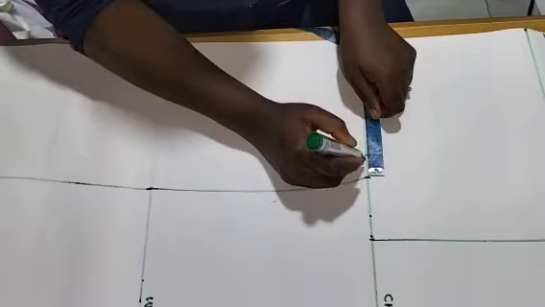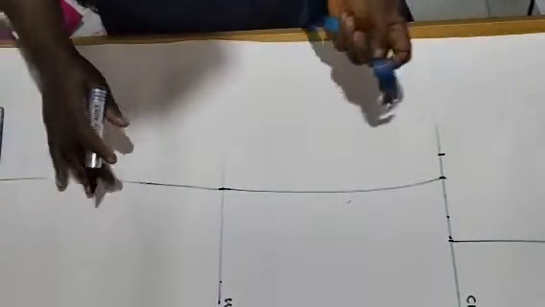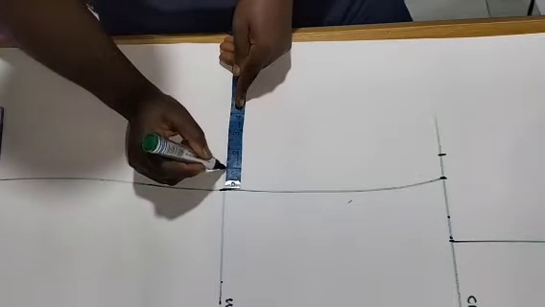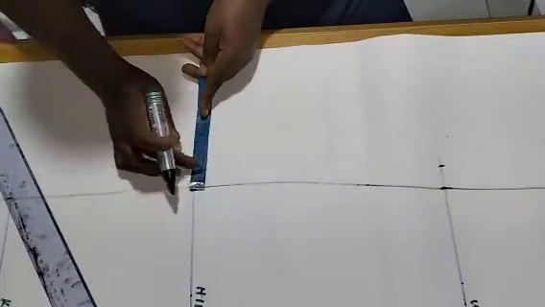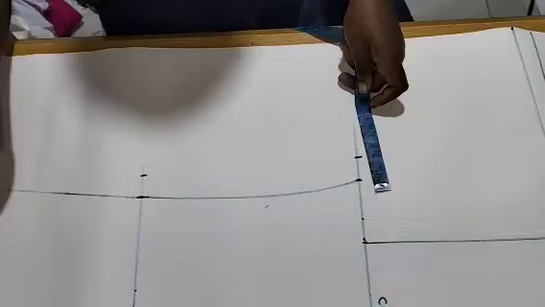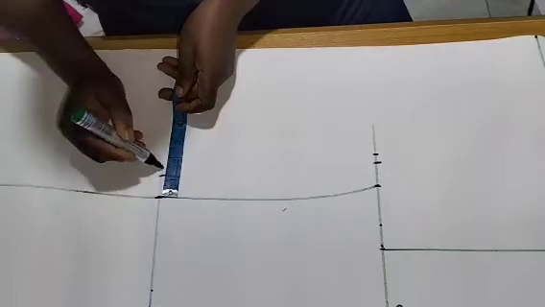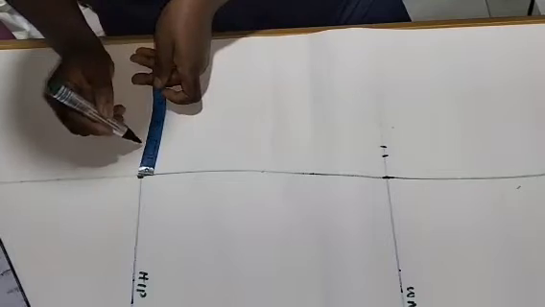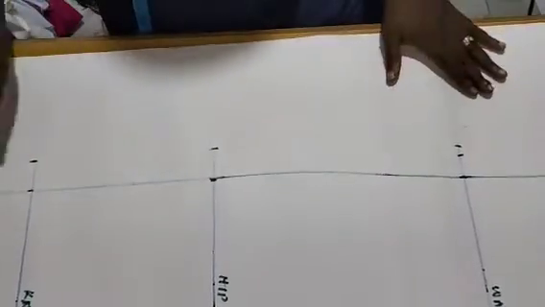If I add 1 inch, it means I'm adding 4 inches to the as is. If you want it to be a little more free, and of course I want it a little more free, let me do 1.5, so I know I'm adding 6 inches to my kaftan dress. So I just simply add 1.5.